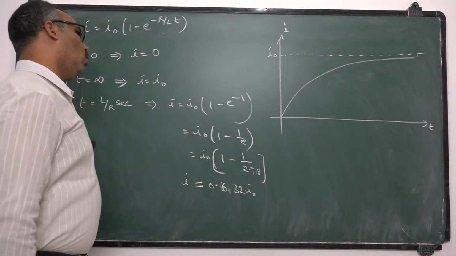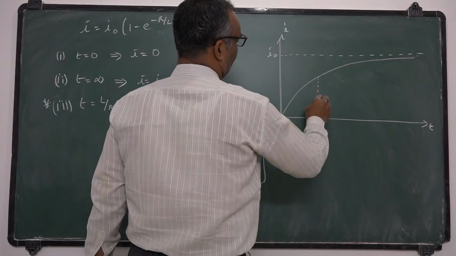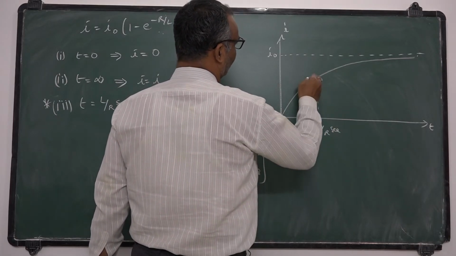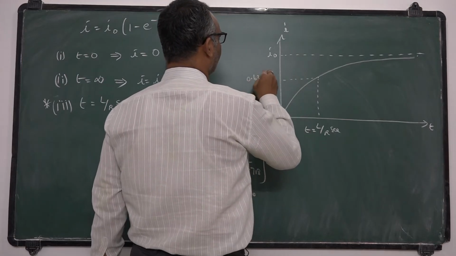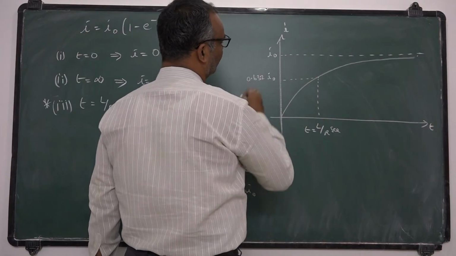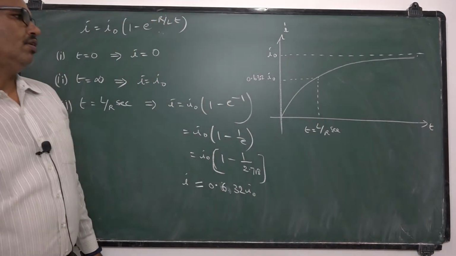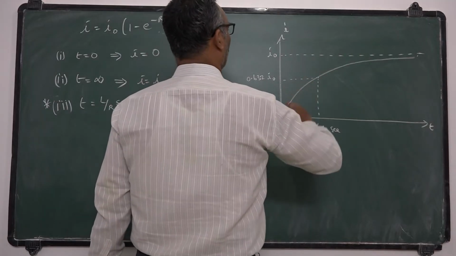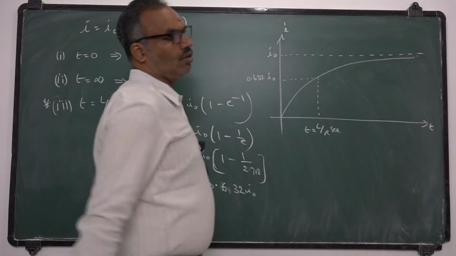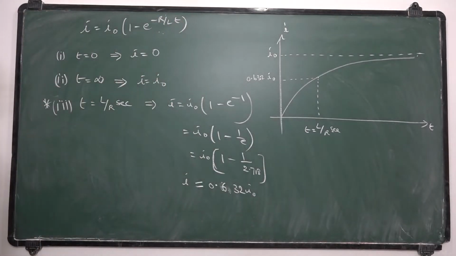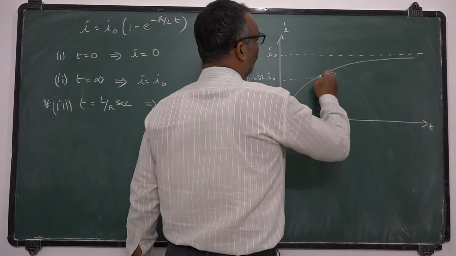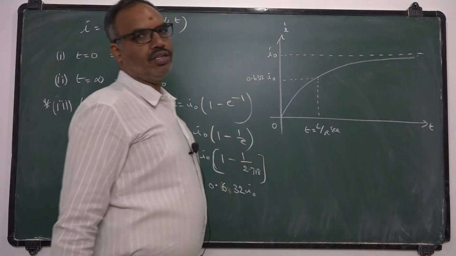But I waited only up to L by R seconds. When t becomes L by R seconds, it is 0.632 I naught. The current grows to 63% of the maximum value. From here to here, the growth is rapid. From here onwards, the growth value decreased. That means from here to here, current grows rapidly. From here to here, the current is growing slowly.